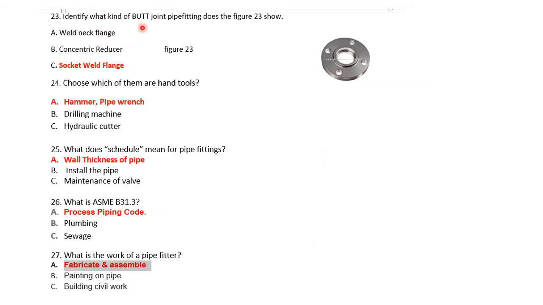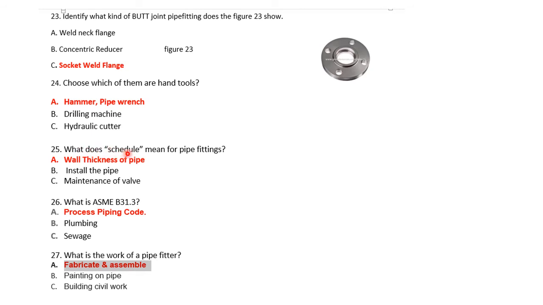Here, identify the butt joint pipe fitting in figure 23. This is called a socket weld flange. This is called a socket weld flange. Choose which of them are hand tools. See, the hammer and pipe wrench are hand tools.